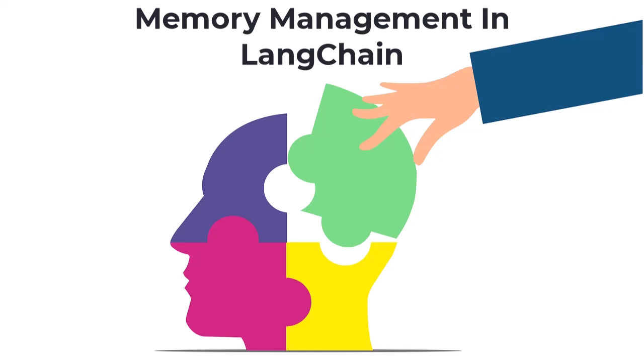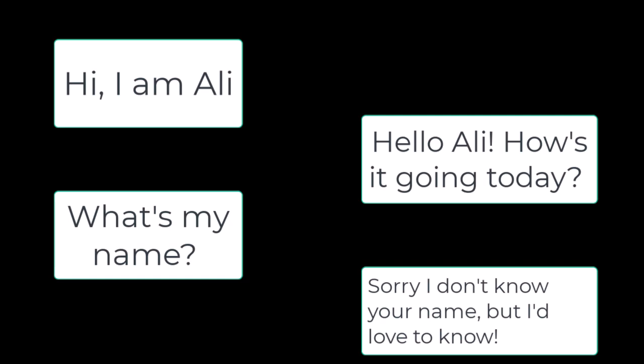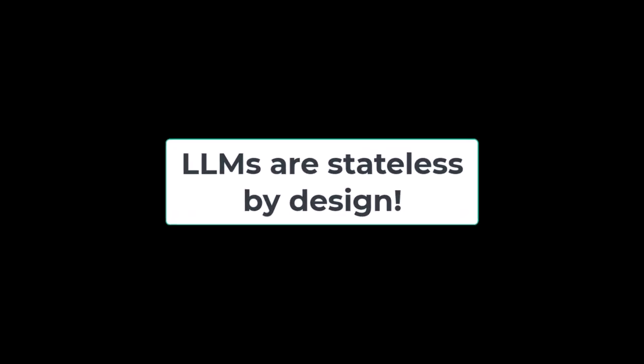Here's something most beginners don't realize. By default, LLMs or large language models don't remember anything. Each time you send a message, it's like a blank slate. Even if you asked it something 2 seconds ago, the model has no idea what happened before, unless you manually pass that info in again. Say it with me: LLMs are stateless by design.